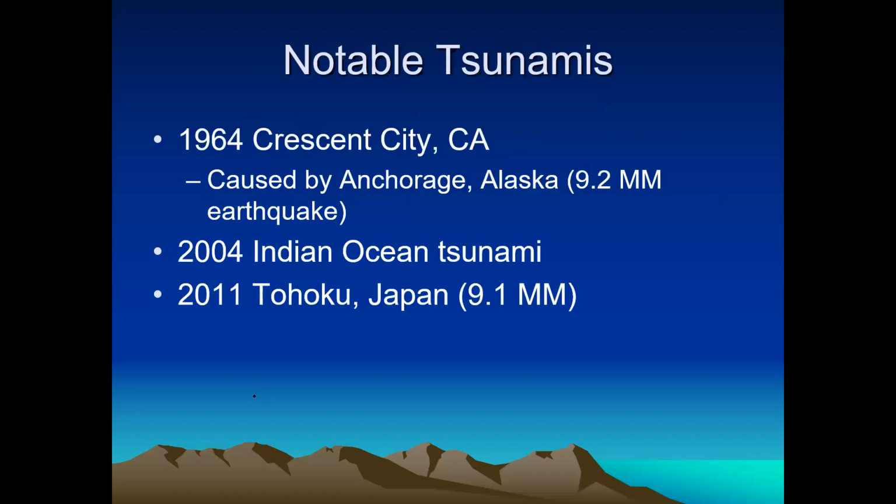So some notable tsunamis: 1964, Crescent City, California. If you wanted a tsunami capital of the lower 48 states, it would be Crescent City, California. There was a major tsunami that happened there as a result of the earthquake in Alaska in 1964, the 9.2 earthquake. The 2004 Indian Ocean tsunami, that was a 9.0 to a 9.3 earthquake. And the 2011 Tohoku earthquake in Japan, which was a 9.1.